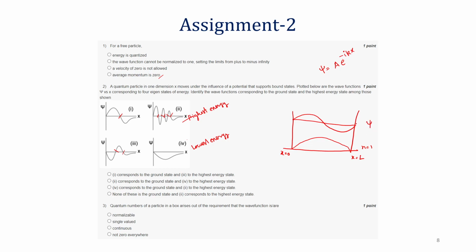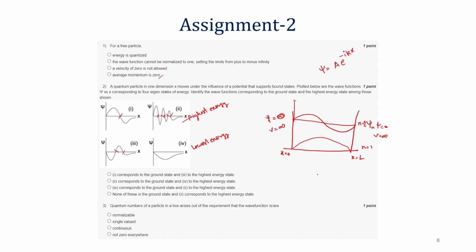I'm plotting psi of n only. This is n equals 2. From the boundary condition, my psi is 0 here, because V is infinite, the potential is infinite. So when these boundary conditions come, the K value that was there becomes quantized, and the particle becomes quantized.